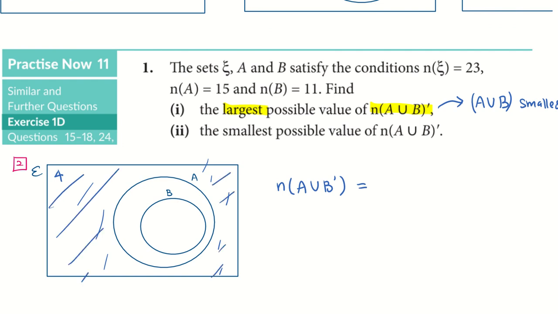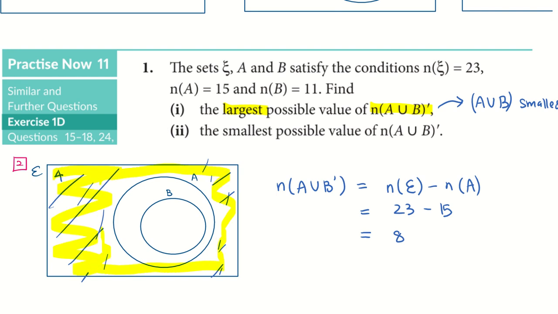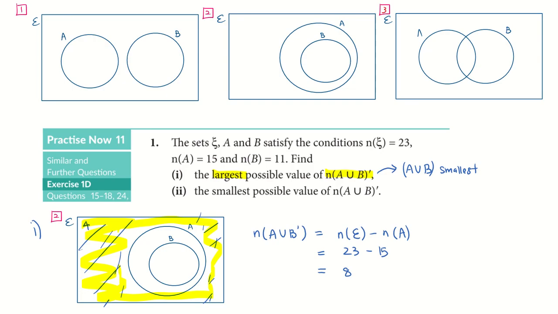Someone said 23 minus A. Okay, 23 minus A. What's the number of A? 15. So you take the universal set minus A, 23 minus 15, and it will give me 8. That's the answer. So the answer is 8, and this is referring to the yellow colored region over here. We can move on to part 2.